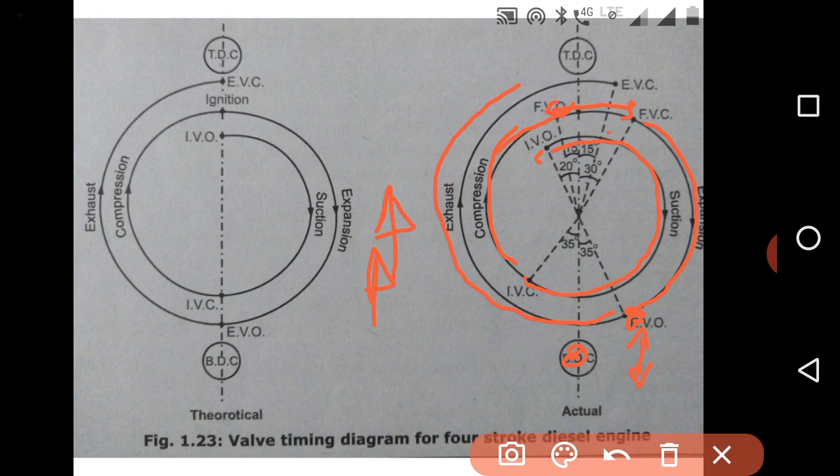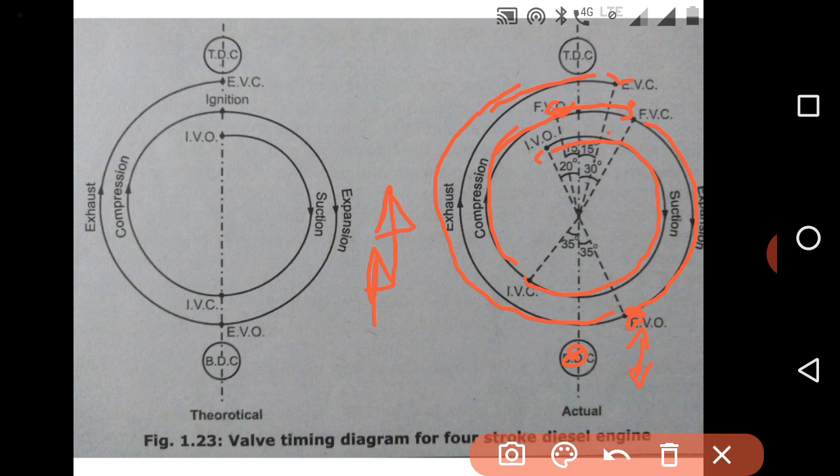We are not closing the exhaust valve exactly at top dead center, we are closing the exhaust valve 15 degree after TDC, so that we can increase the time the exhaust valve remains open. So this is the valve timing diagram.